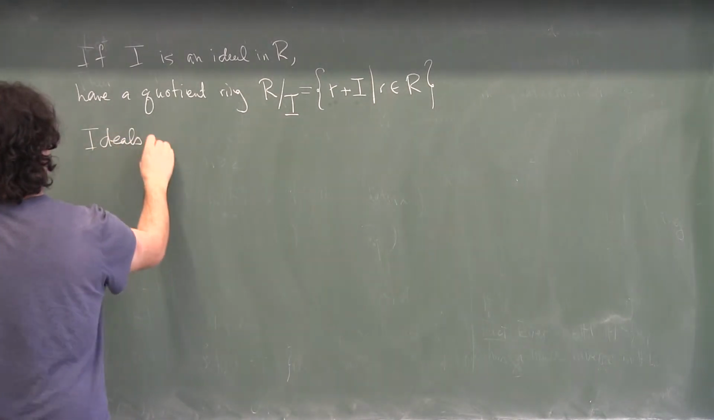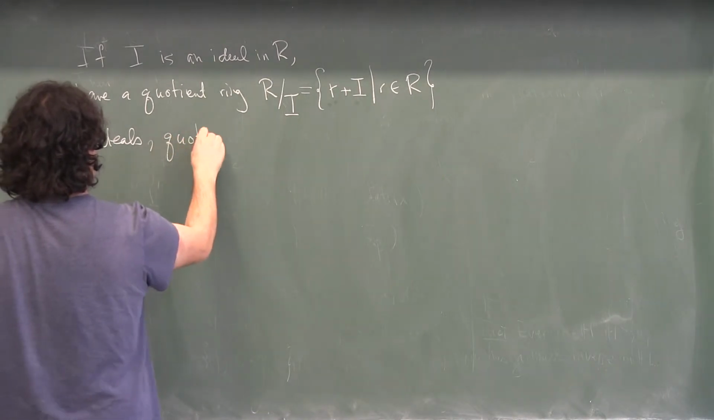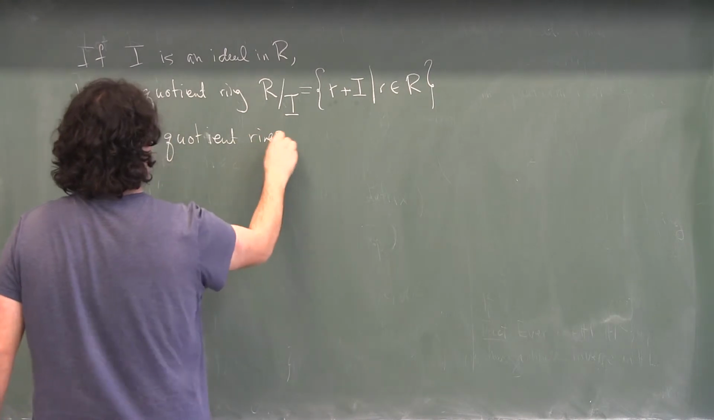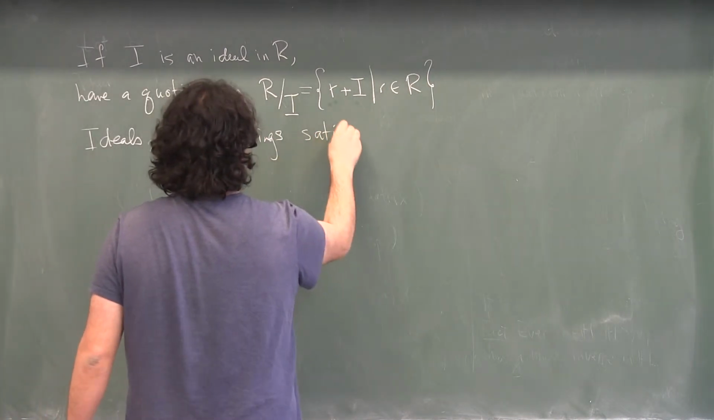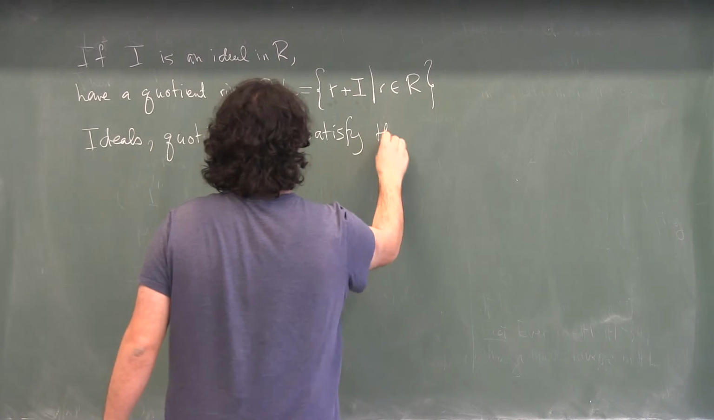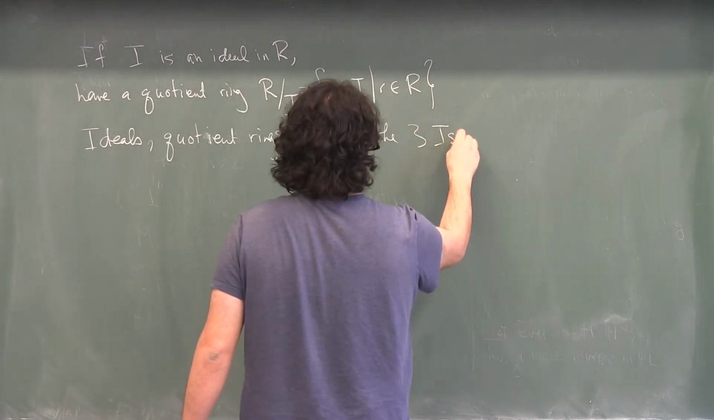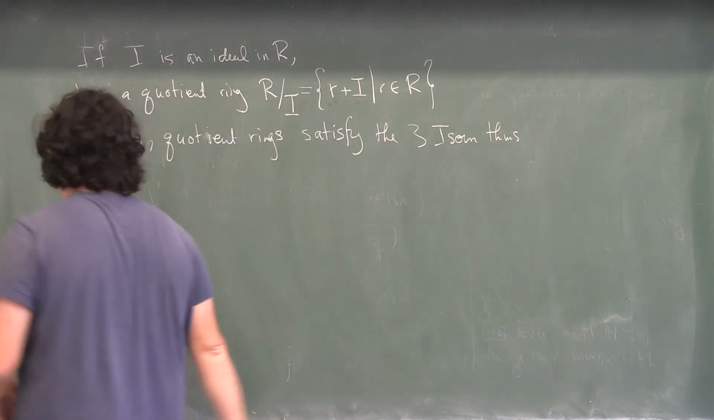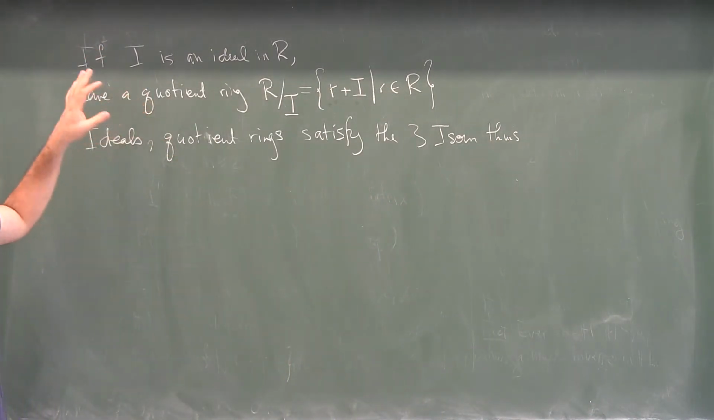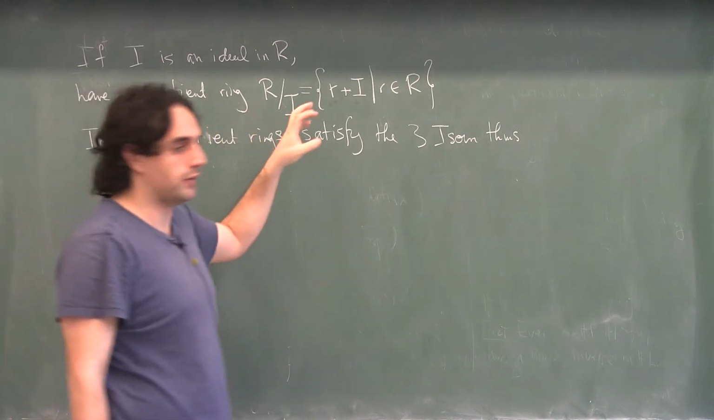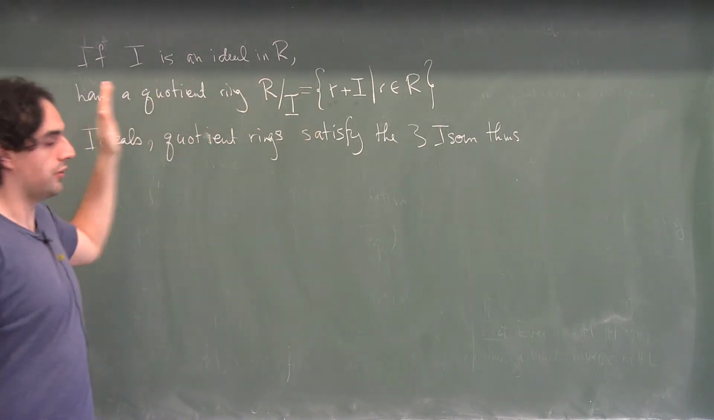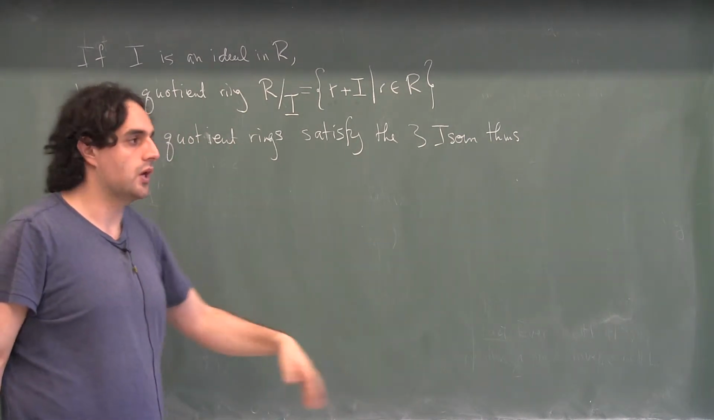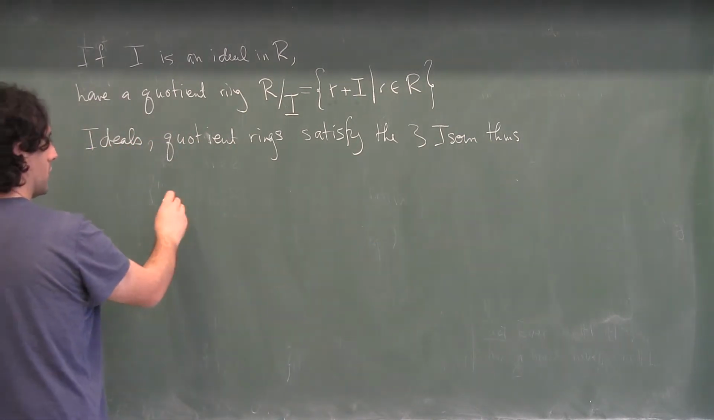And ideals and quotient rings satisfy the three isomorphism theorems. The key thing was to come up with a notion of ideal. Once we have that notion, the isomorphism theorems go through exactly in the same way as for groups. So let me just tell you how the first one goes.